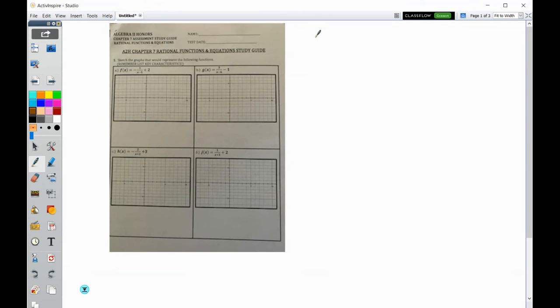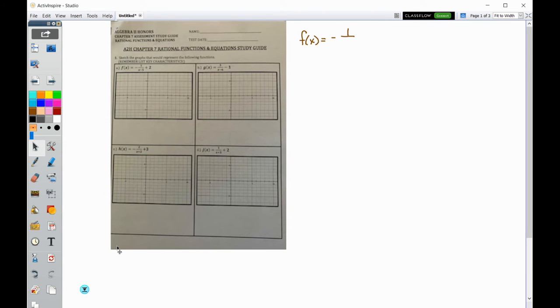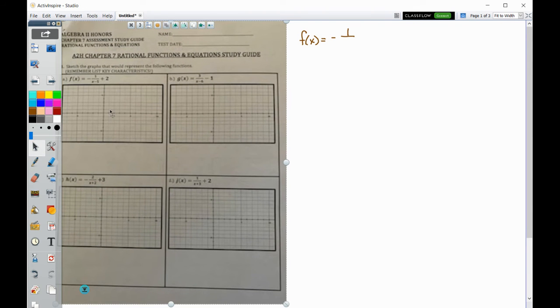All right, so let's try a couple of these here. I'm going to start with this first one. f(x) equals negative 1 over x minus 5 — I'm pretty sure that's an x minus 5. This picture is a little bit small. Okay, if it's an x plus 5, I apologize. I'm pretty sure that's an x minus 5. So we've got x minus 5, plus 2.